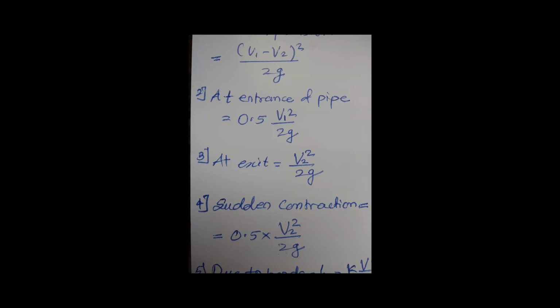And at the exit? At the exit of pipe, it is simple. V2 square by 2G. 1.4862. Yes. Okay.